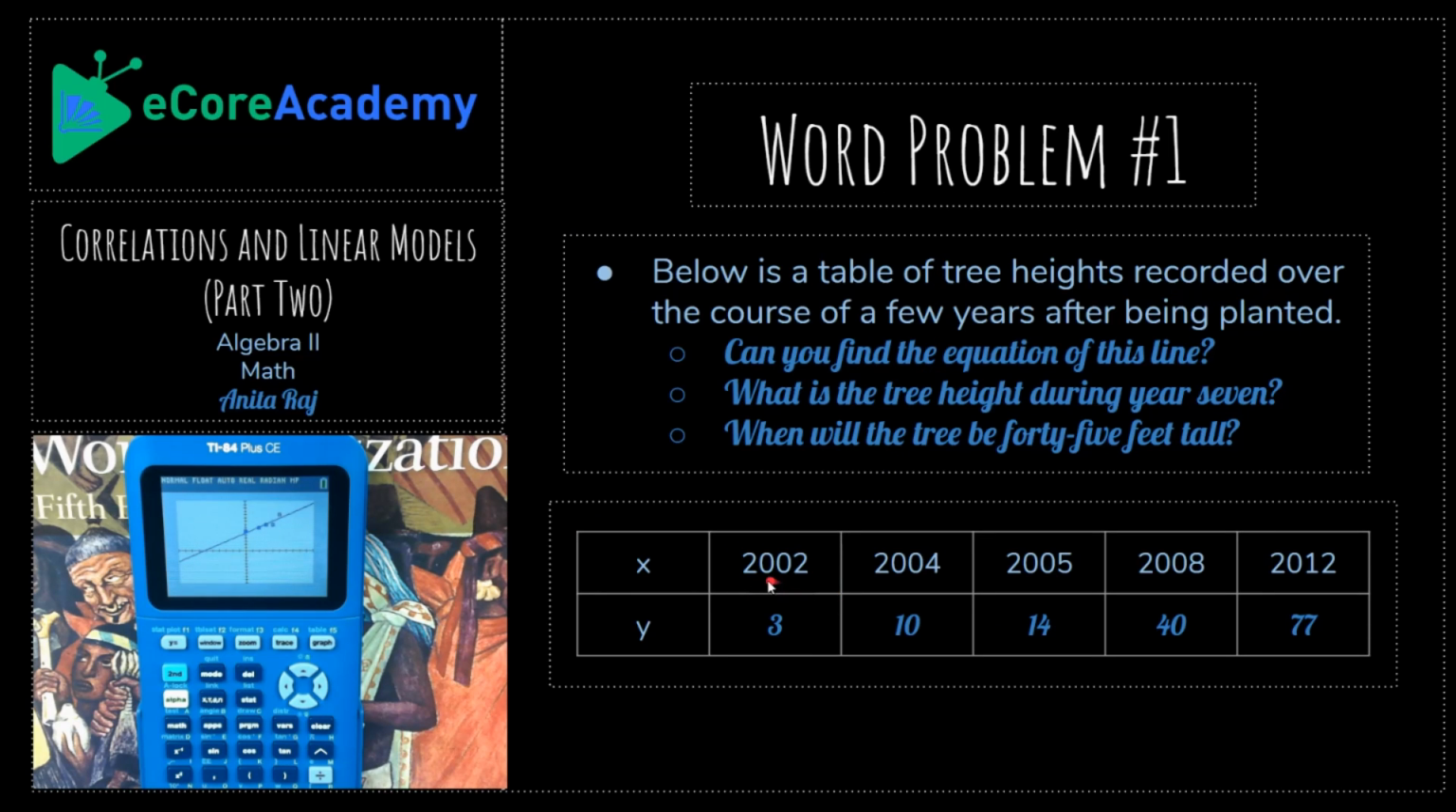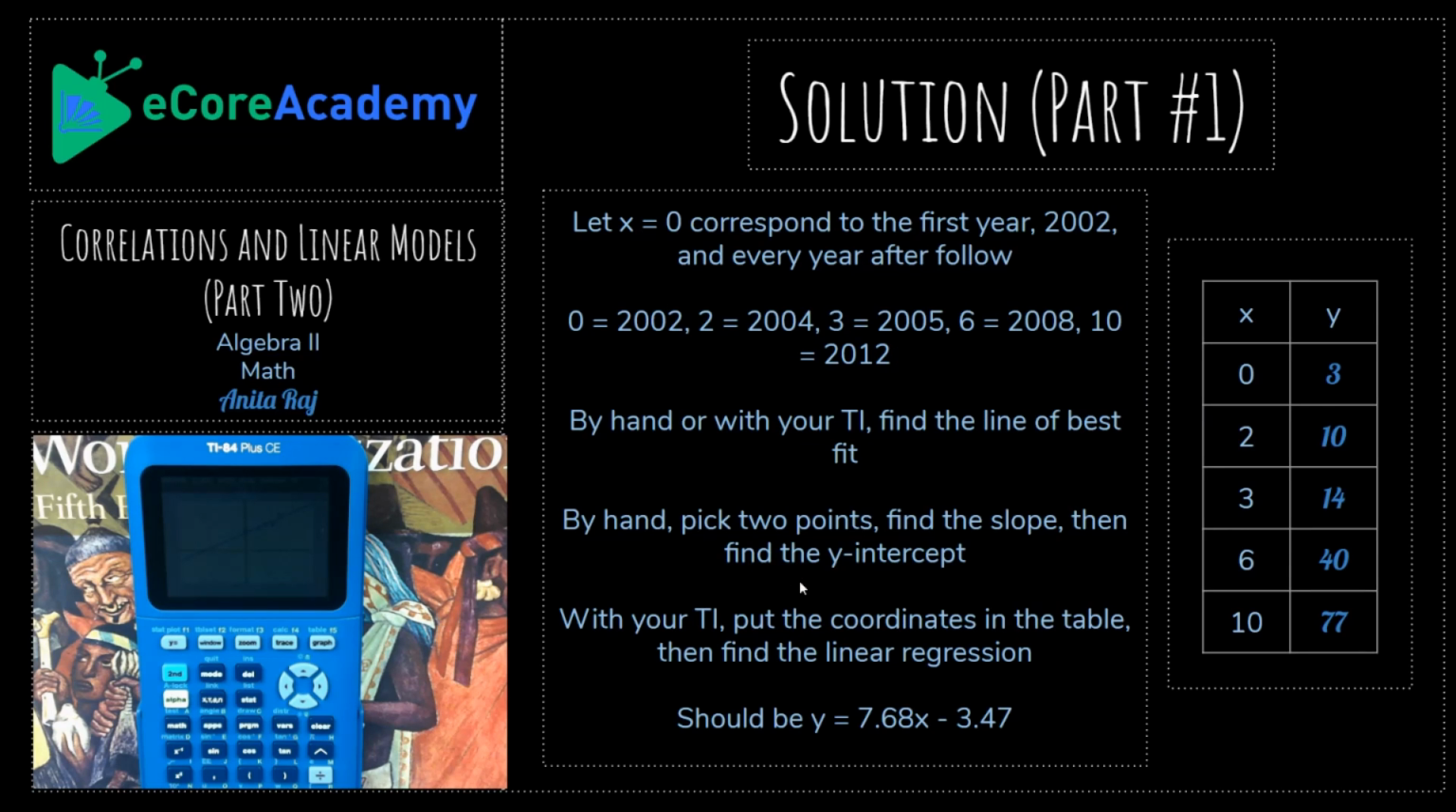Therefore, what we do with word problems, especially in Algebra 2, is the first year that they give you, you assign that as year 0. So you're pretty much rewriting the x values. In this case, 2002 is year 0. We are renaming it so it's easier for us to graph on the TI calculator, because you're not going to be putting 2002 into your x value. It would be very tedious to change your window and everything to accommodate for that.